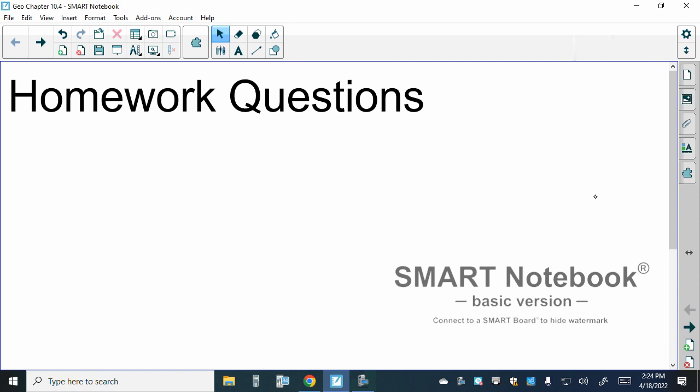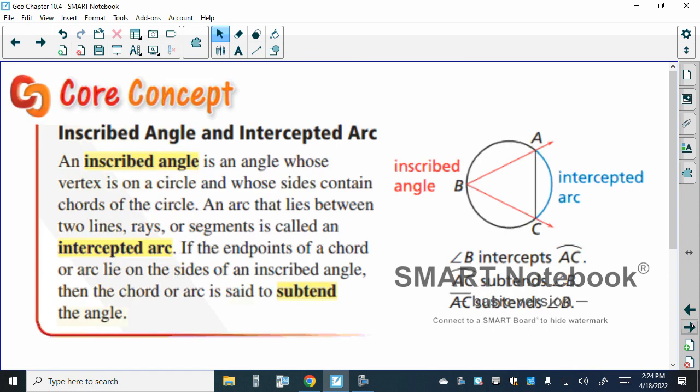All right, guys, are there any questions on any of the assignments thus far? Any questions on homework assignments 10.1 to 10.3? If there's no questions on those, we're going to go on and start the notes for today.